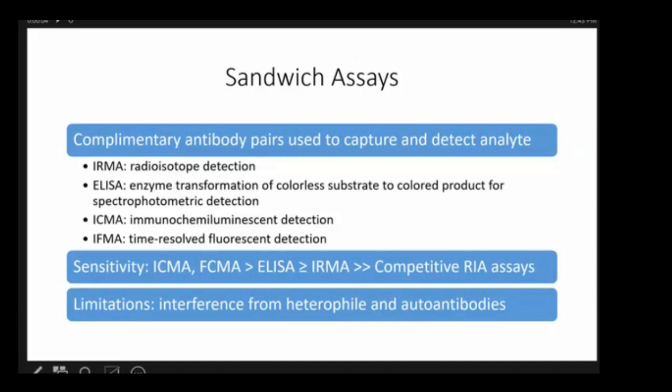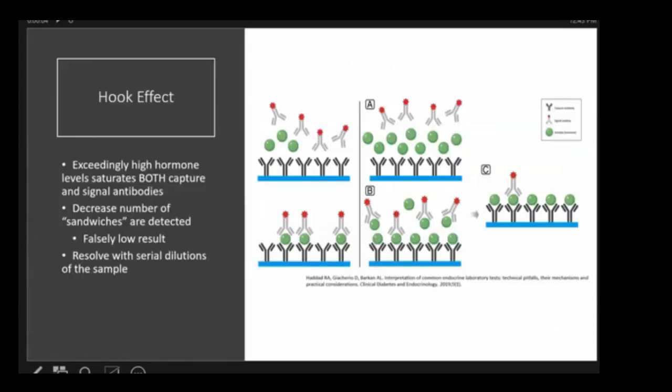The hook effect occurs when there are very, very high hormone levels. And when this happens, what you see on the side of the screen shows what is supposed to happen with a typical sandwich assay, where sandwiches are formed between the capture antibody and the labeled antibody. When there's an exceedingly high number, the hormone is going to bind both the capture antibody and the signal antibody, and so it basically binds to everything in the tube. But because it does this, it's unable to form the sandwiches. So the decreased number of sandwiches are detected. So even though there's an exceedingly high level of hormone in the sample, you get a falsely low result because it's not detecting the so-called sandwiches.